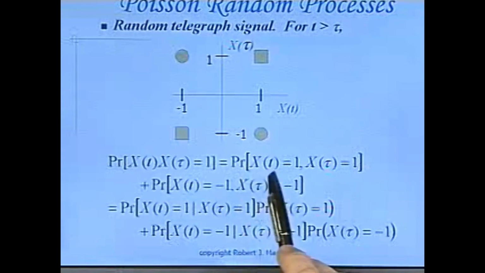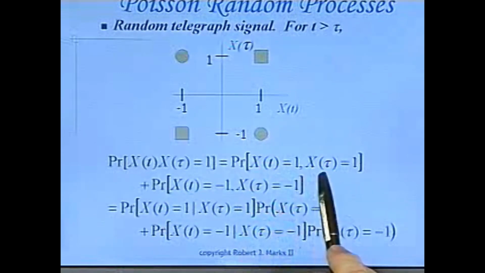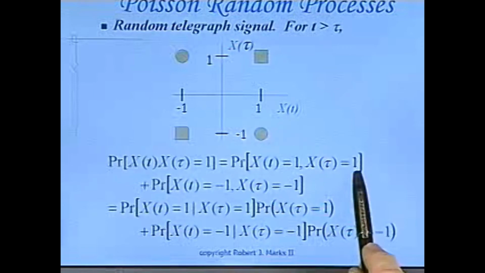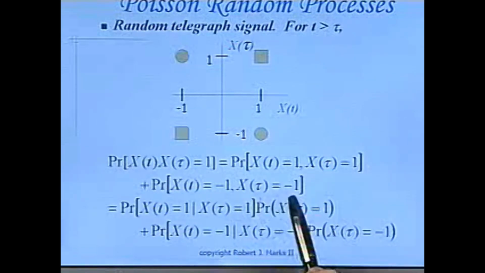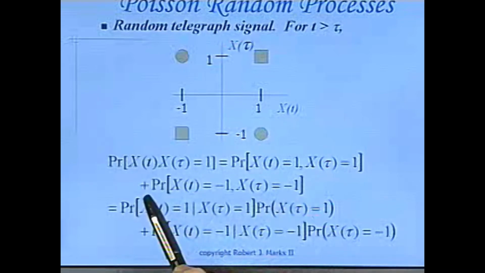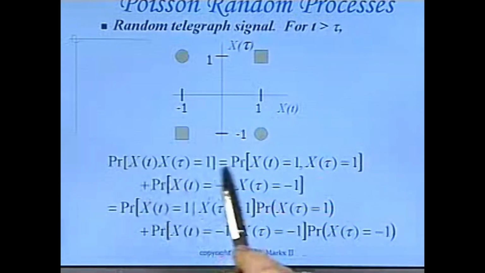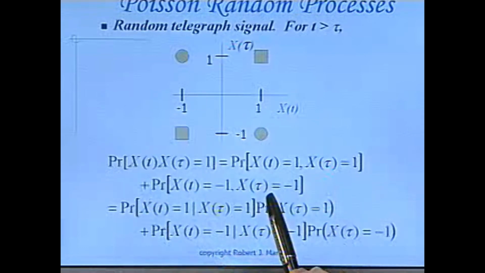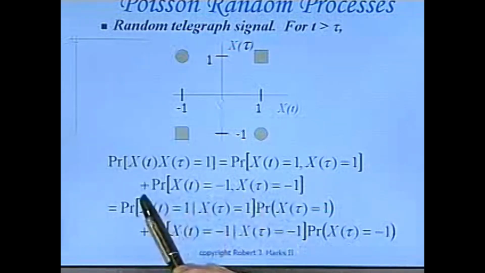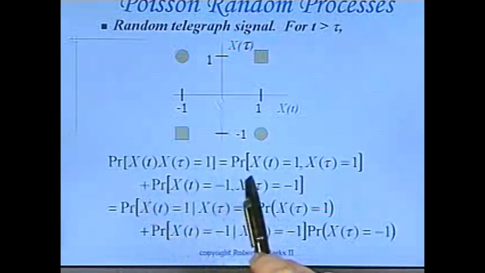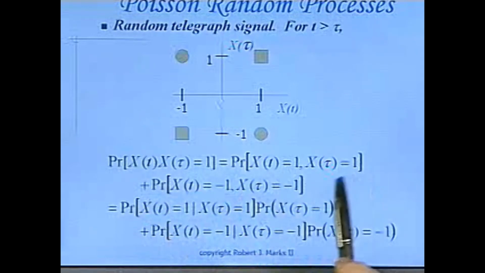That's equal to the probability that x of t is equal to 1 and x of tau is equal to 1, or x of t is equal to minus 1 and x of tau is equal to minus 1. And I maintain I can put a plus here. Why can I put a plus here? Because these two events are mutually exclusive, right? So therefore I can put a plus here. And I can spend my time now evaluating this and this.